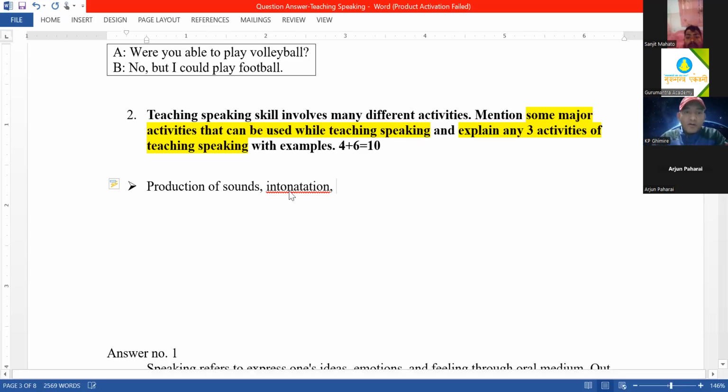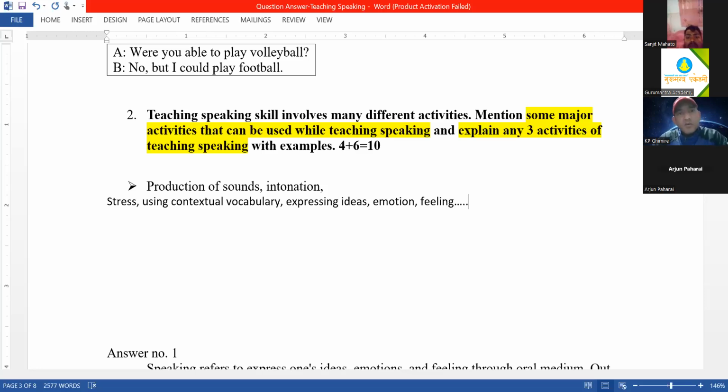Intonation or stress, using proper or, let's say, contextual vocabulary, expressing ideas, emotions, or feelings. These are the ways of expressing, speaking, all these skills you need to mention.